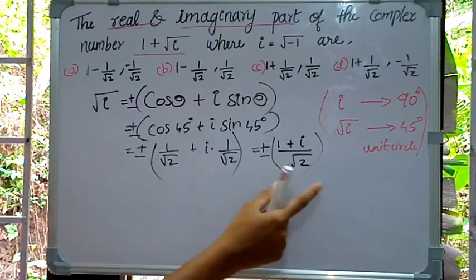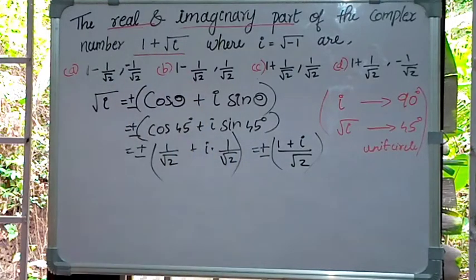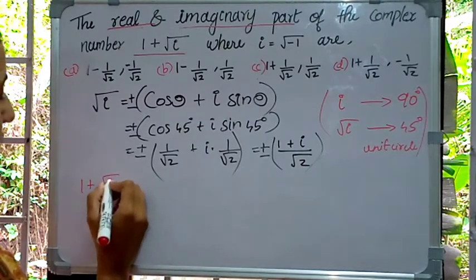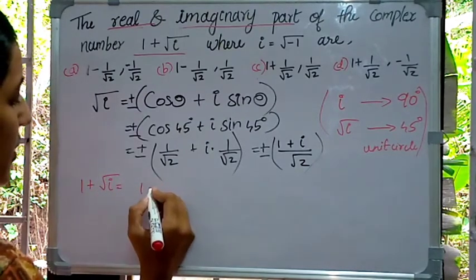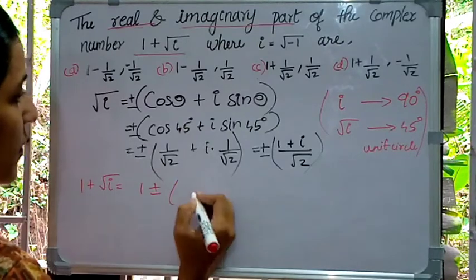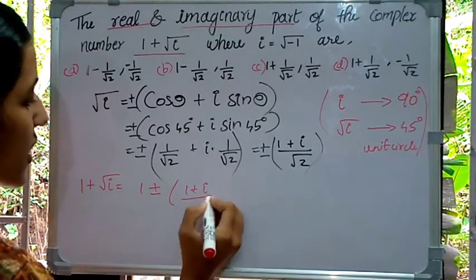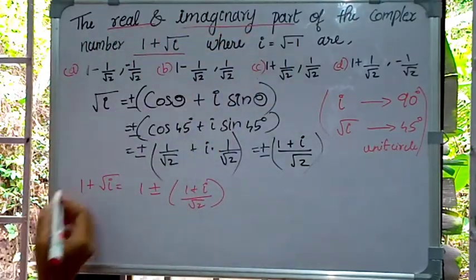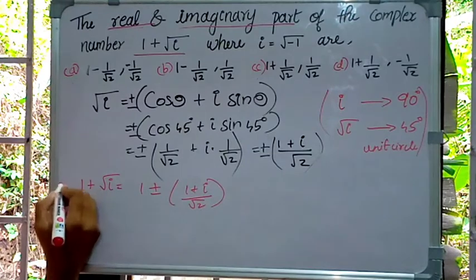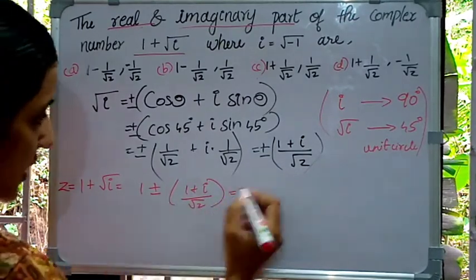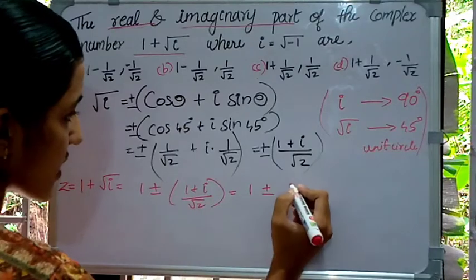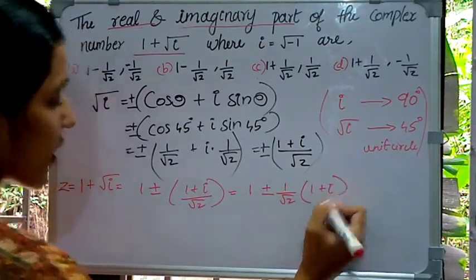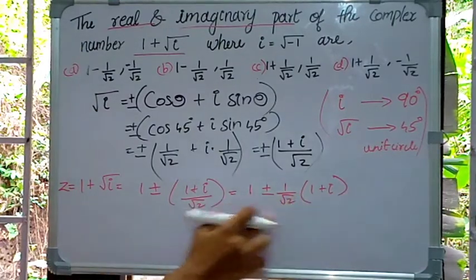Now let's substitute this value into this complex number. Hence we will get 1 plus root i will be equal to 1 plus or minus (1 plus i) by root 2. Here we are asked to find the real as well as imaginary part. Let this entire term be equal to z. Now when we expand this one, we get 1 plus or minus 1 by root 2 into (1 plus i). So we can write it in this form.